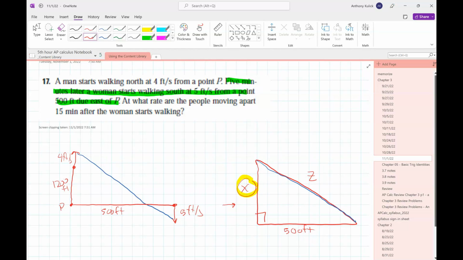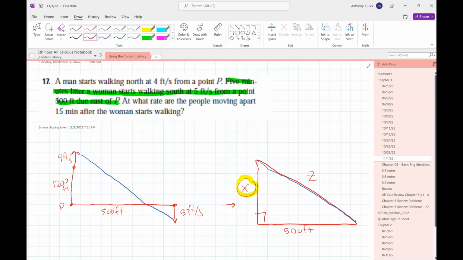So at time 0, you have 1,200, 500. The other side's going to be 1,300. Mr. Kulik recognizes that's a 5, 12, 13. That's a Pythagorean triple. You should not have any reason that you'd want to recognize that, but 15 years a math teacher, that's what you get.